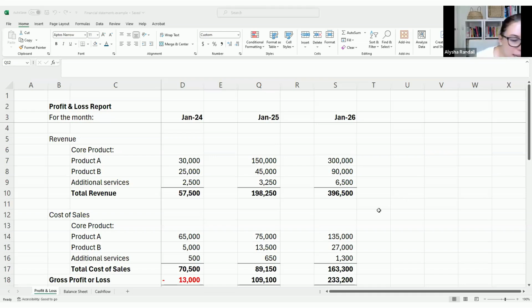Okay, so I've mocked up three financial statements. We've got the profit and loss, the balance sheet, and cash flow. I go through these step by step in a lot of detail in three separate videos, which I'll link above and below as we get to each of them.